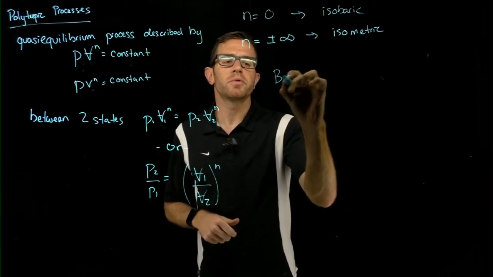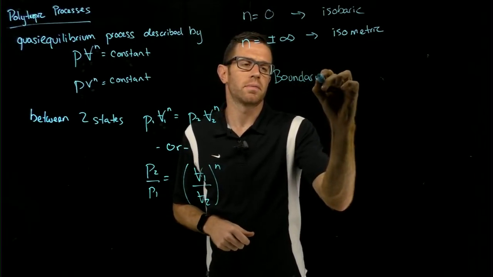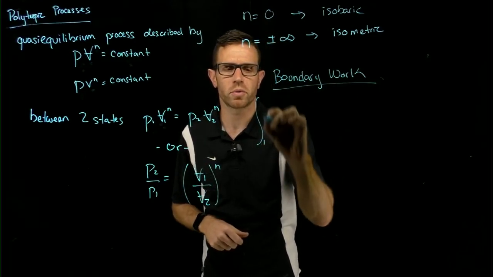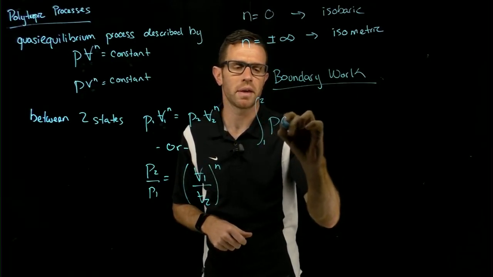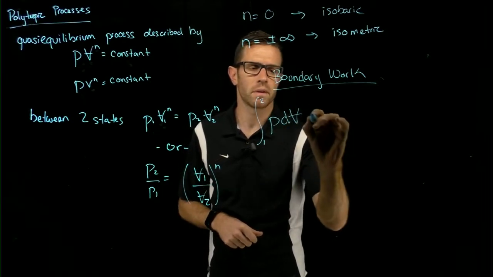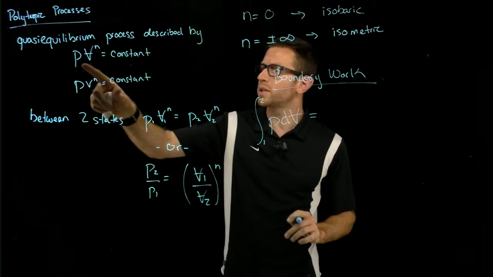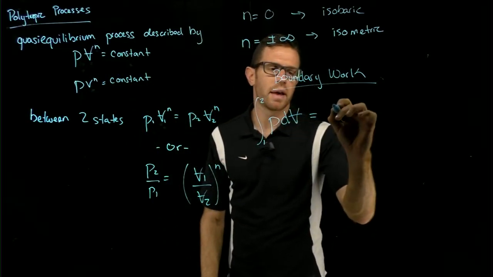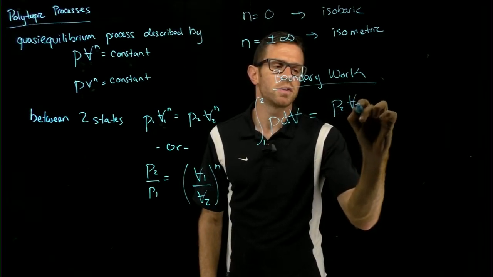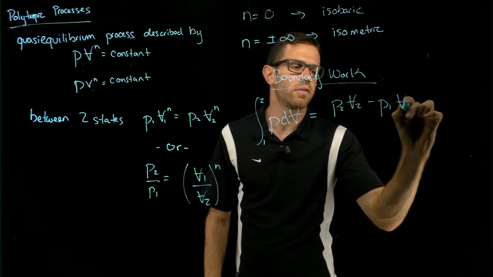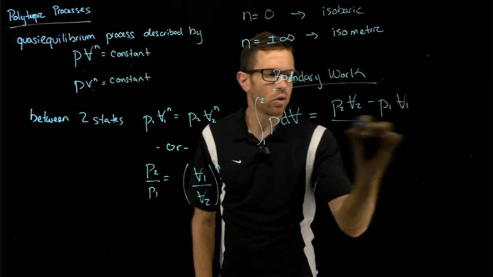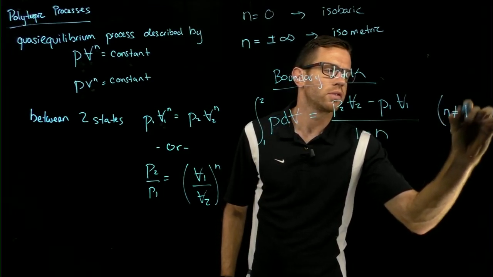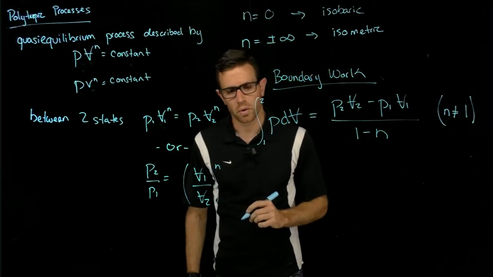Now, if we look at the boundary work of a polytropic process, recall that boundary work is equal to the integral of P dV. Well, for a polytropic process, we plug in P into the integral, and with a little bit of work, we can write that as P2 V2 minus P1 V1 over 1 minus n, and that is where n is not equal to 1. Okay?